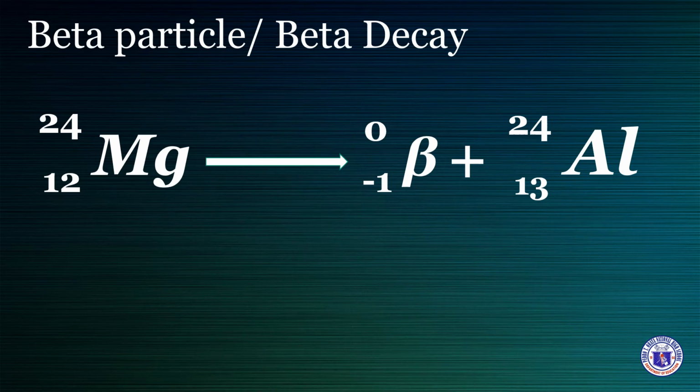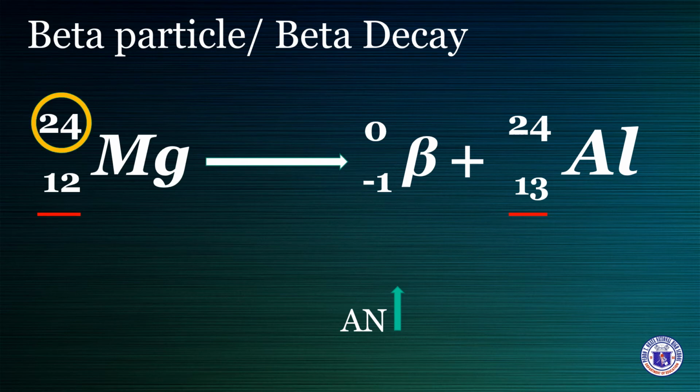What is the effect of beta decay? Notice that in the beta decay, the atomic mass did not change. However, the atomic number increases from 12 to 13. The atomic number is the proton of the element. So what happens to the neutron? Neutron is the difference between atomic mass and proton.